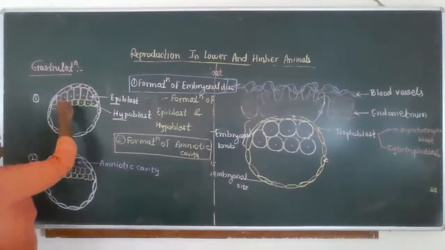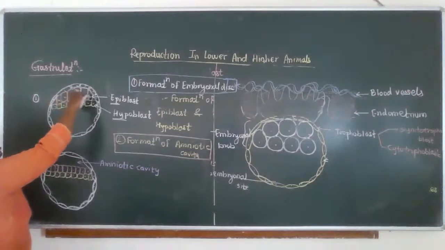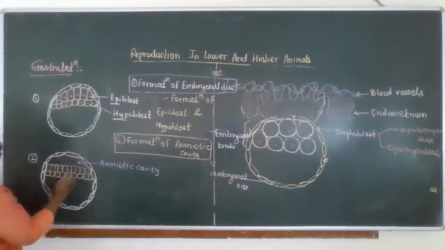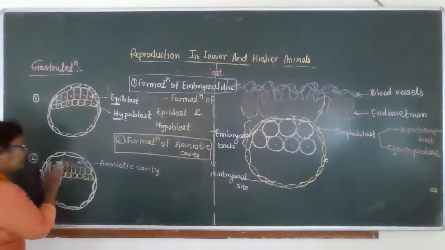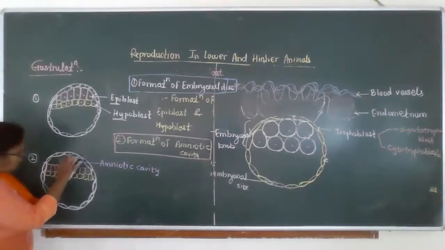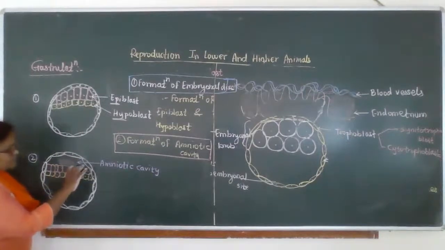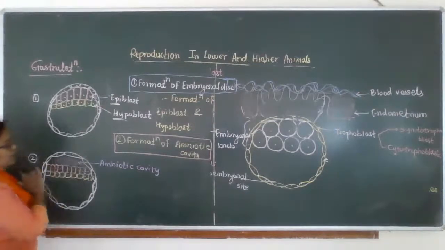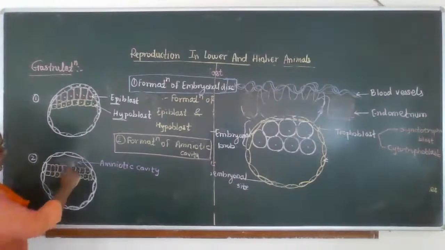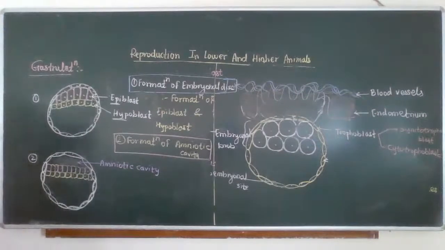Just what happened? This embryonal disc moves downward. Because of the downward movement, a space is created between the trophoblast and these cells. And this cavity is now named as an amniotic cavity. Clear? Now the amniotic cavity gets formed, which has the trophoblast cells at its top side.